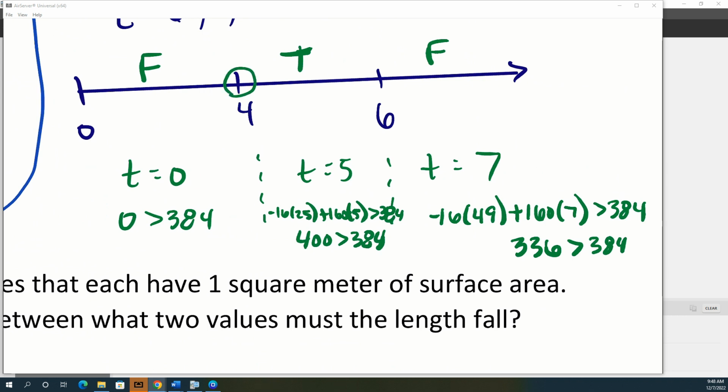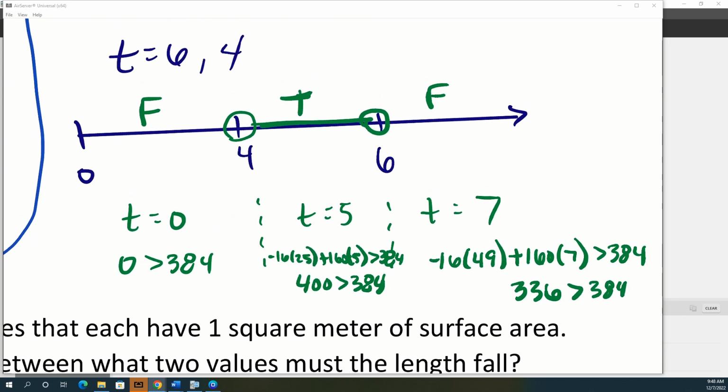So this region between 4 and 6 is our solution region. So that's the time period between 4 and 6 seconds. So I'm going to write that somewhere where I have room.